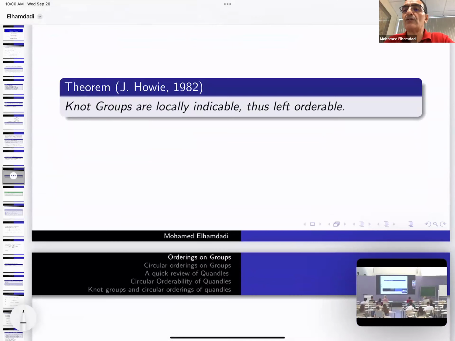Orderability of knot groups is well known. This is a theorem of Howie, 1982. Knot groups are locally indicable, thus they are left orderable.